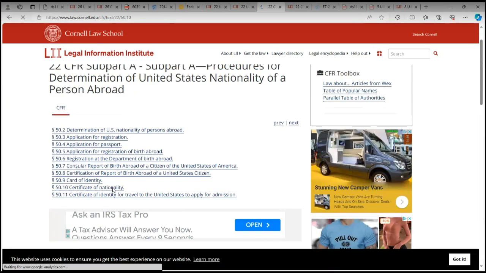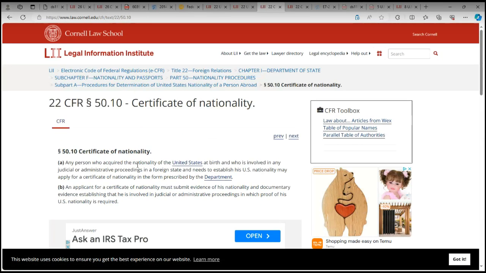Let's see, certificate of nationality. I heard some people want to do that too. Any person who acquired the nationality of the United States at birth and who is involved in any judicial and administrative proceedings in a foreign state and needs to establish his U.S. nationality may apply for a certificate of nationality as described by the department. An applicant for a certificate of nationality must submit evidence of his nationality and documentary evidence establishes that he is involved in the judicial and administrative proceedings for proof. So you have to be involved in some type of proceedings to even request some certificate of nationality.